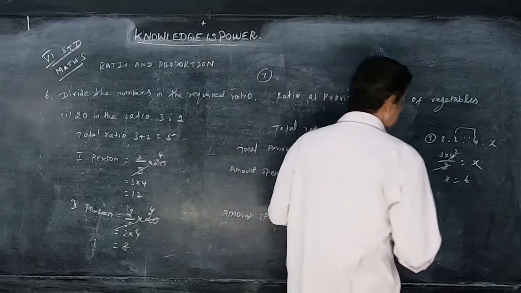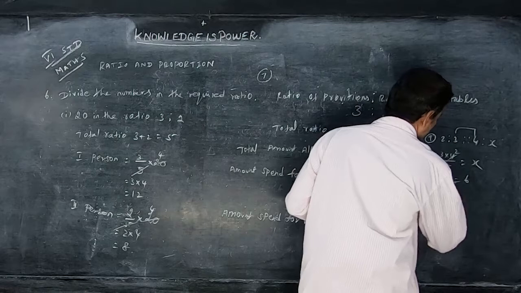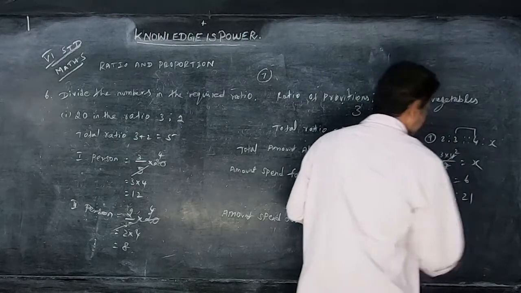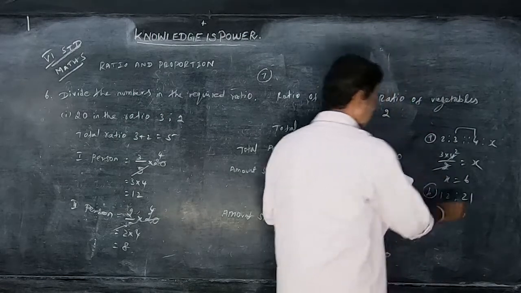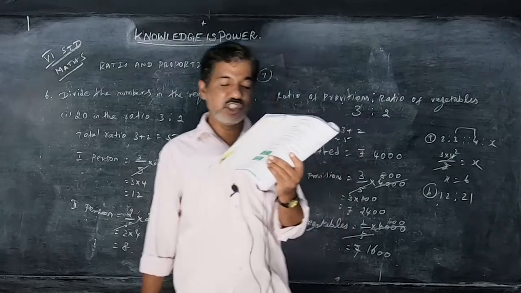D. Okay, the first one will be 6A. Next, 12 is to 21, B choice. Next question number 3. Which is not an equivalent ratio of 16/24?